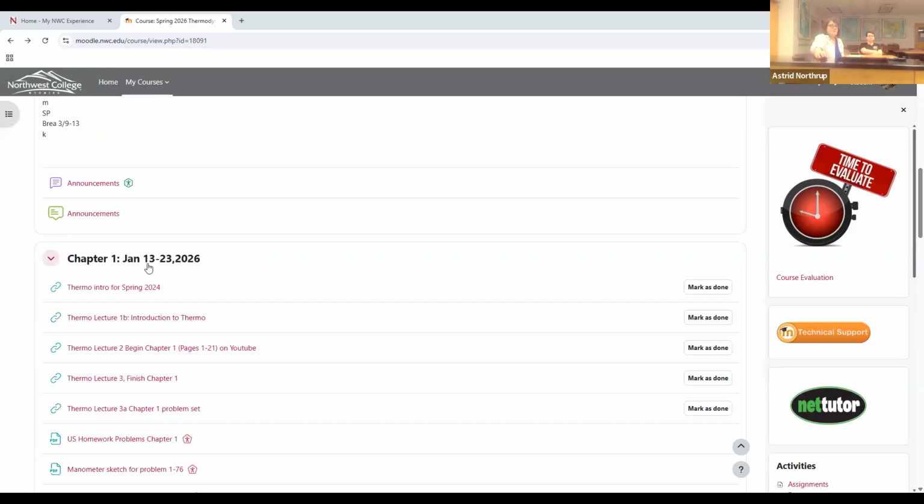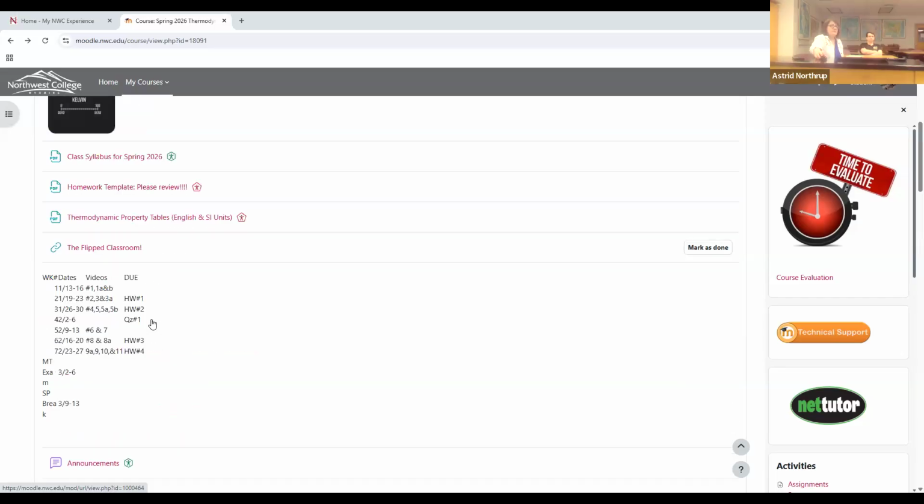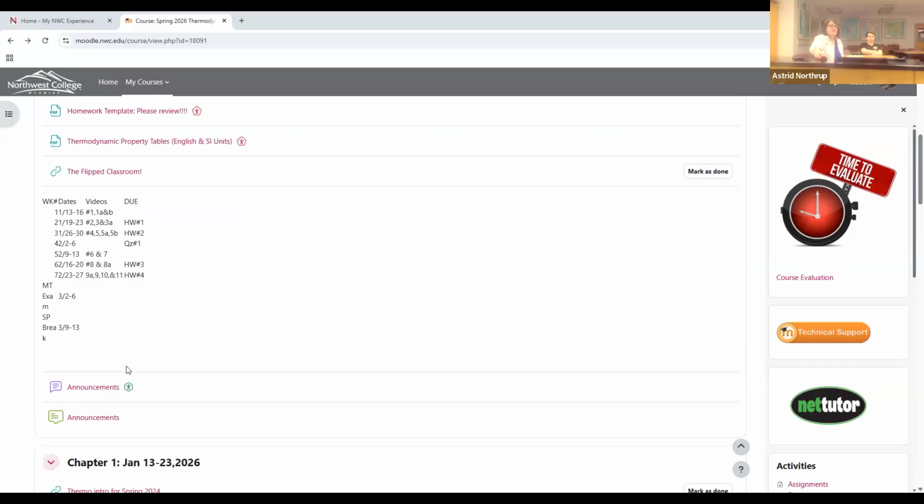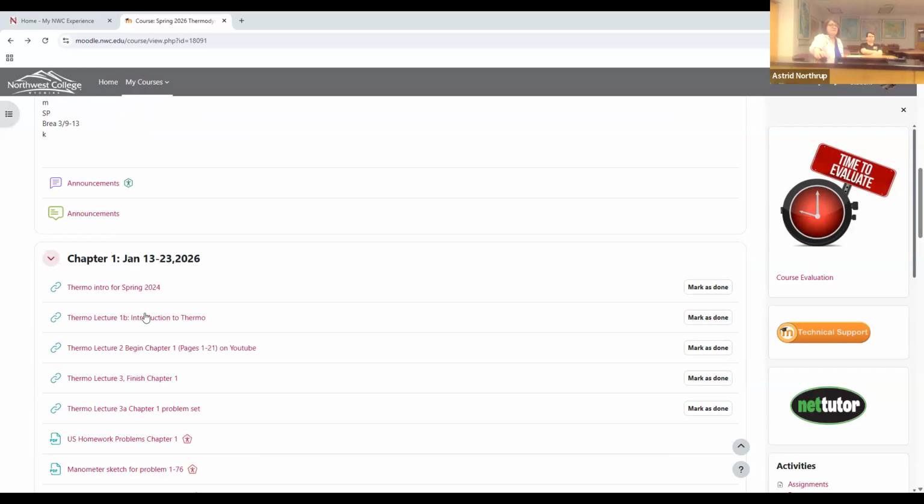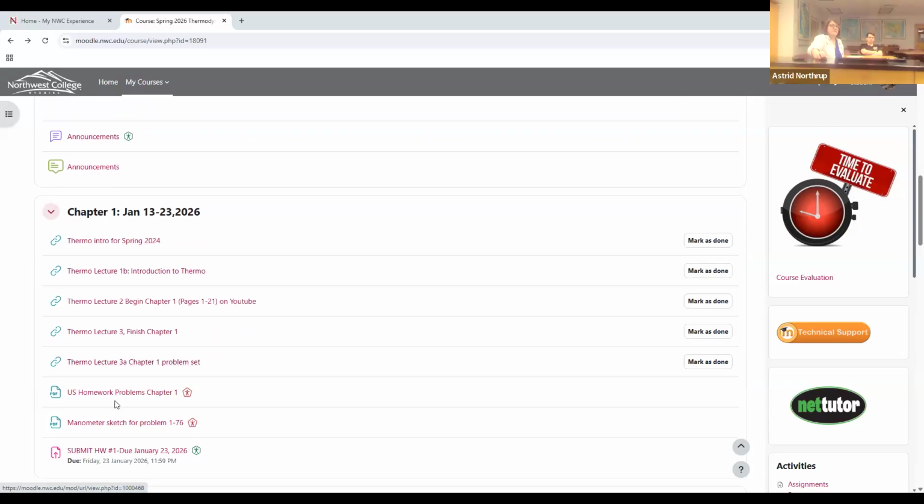Okay, so the way that the material is organized, the first chapter takes us 2 calendar weeks, this and next. I'll get rid of this tab right here, but here's lecture 1B. So I guess really this is going to be lecture number 1. I don't know where A went to. We'll find out. If it's not here, I'll get rid of it. I'll change the schedule. But then we have thermal lecture 2, 3, 3A, and then we have the homework problems.